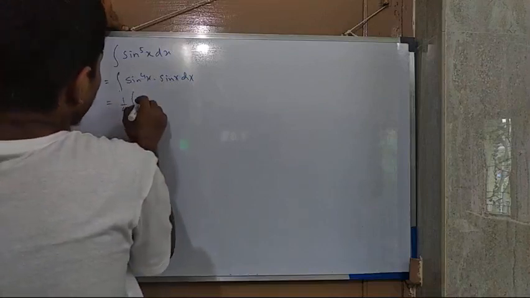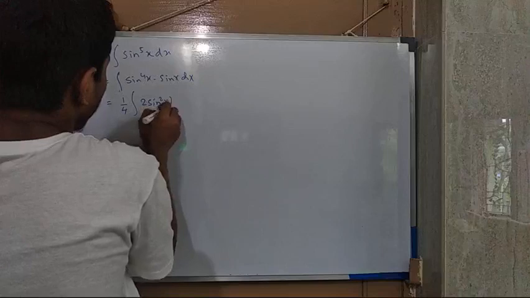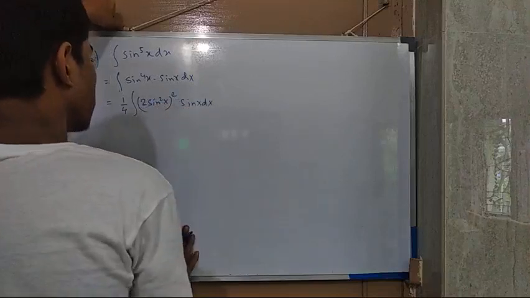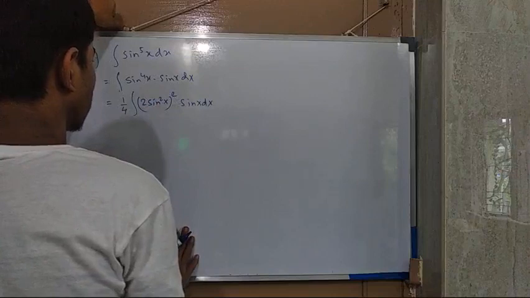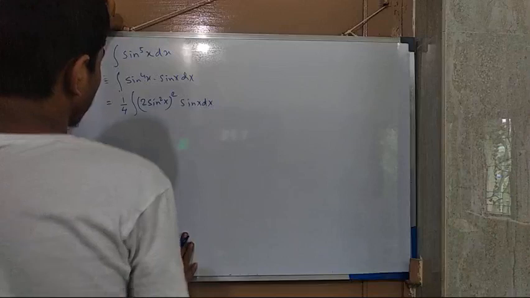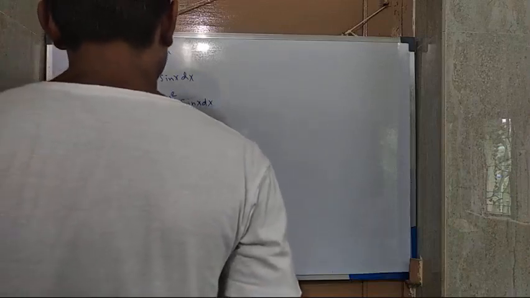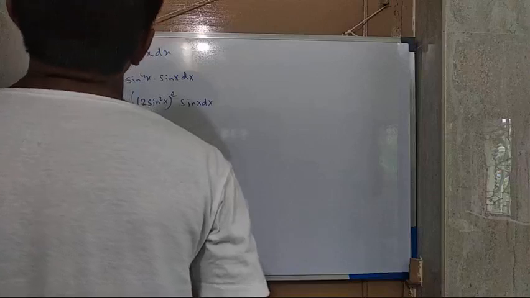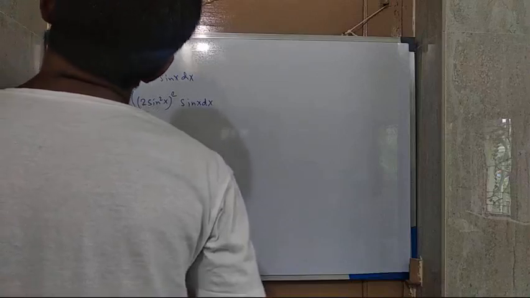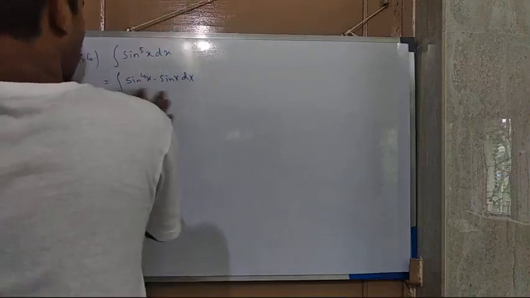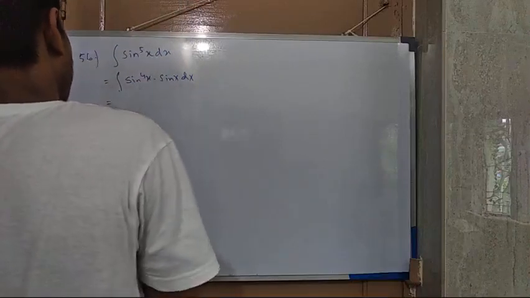So 1 by 4 times 2 sine square x whole square sine x dx, am I doing it right? I don't know. Why do I do this? Sorry, not here. I don't want to do this.